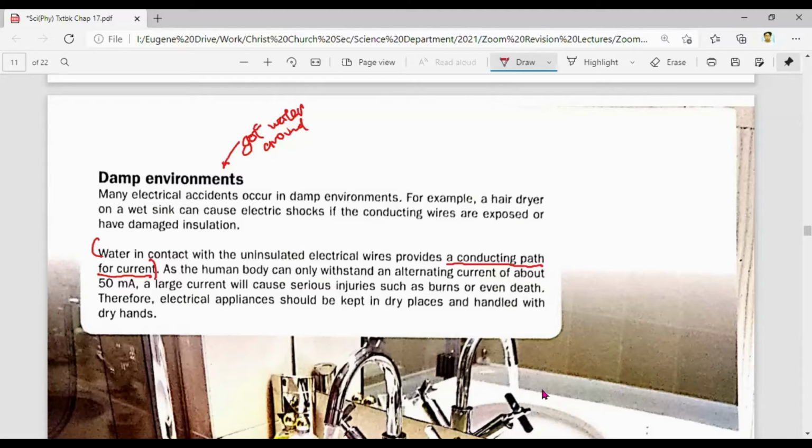Now, sometimes you may also draw a lot of current, and hence a large current may start flowing. And when you hear large current, you also think of fires. So it's not only causing shock to you, but because you also draw extra current, it causes a high flow of current. So damp environments not only cause shock, but also fire.